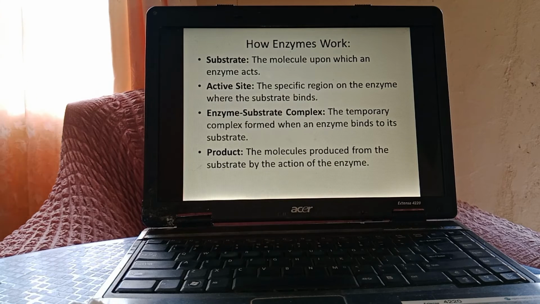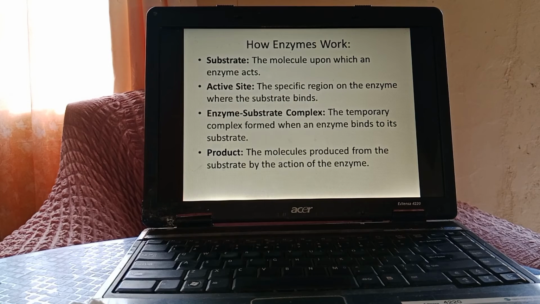And then the enzyme substrate complex is the temporary complex formed when an enzyme binds to its substrate. So when the enzyme fixes itself on what is being worked on, that one is the enzyme substrate complex. And you remember enzymes work like keys and locks. So the moment the enzyme fits and binds on the substrate, it can break that substrate in what is required. So the product is the molecules produced from the substrate by the action of the enzyme.